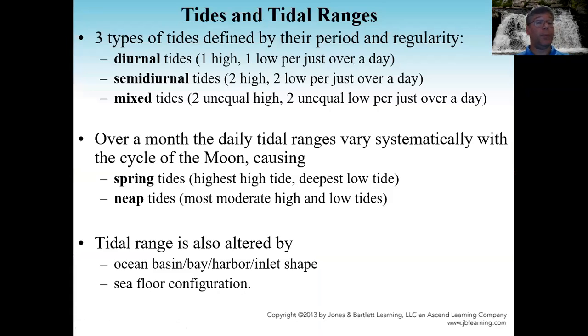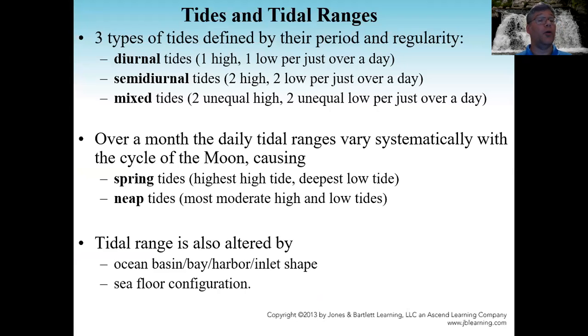We can recognize three patterns of tides based on the period and how regular they are. Diurnal tides are ones where it's one high and one low in just over a day. Semi-diurnal tides, semi meaning half, so that's two highs and two lows for just over a day. And both of those highs and both of those lows are pretty similar in their heights.